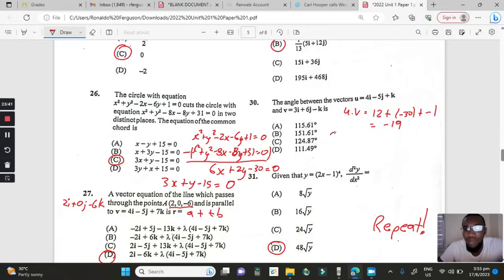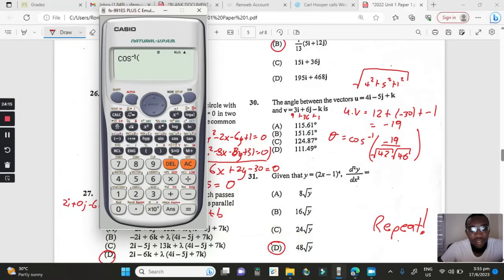So the angle between them, remember theta is cos inverse of the dot product, negative 19, over the magnitudes. The magnitude is square root of 4 squared plus 5 squared plus 1 squared. That's 16 and 25 and 1, that's 42. Then this one is 3 squared is 9, 6 squared is 36, 1 squared is 1. This is 46.